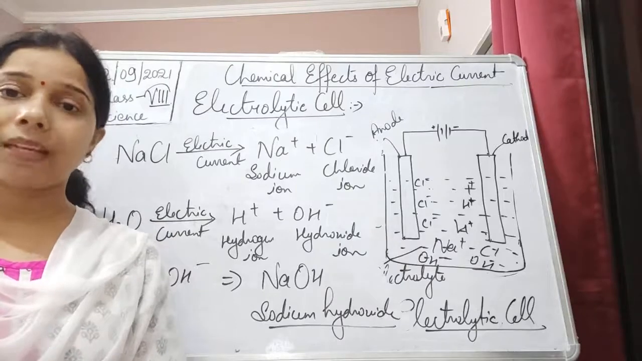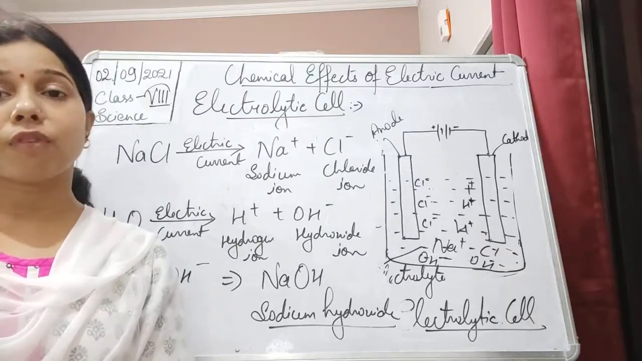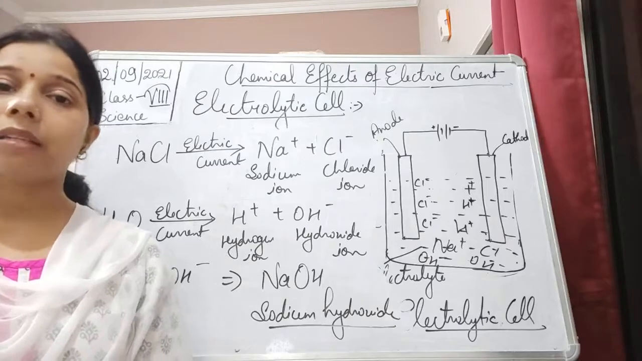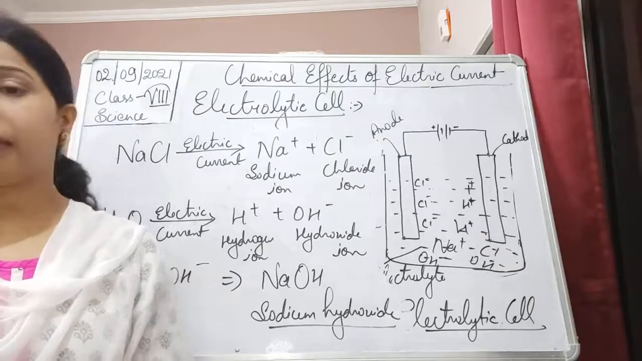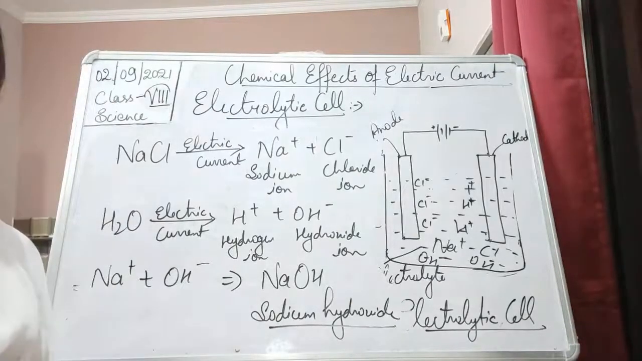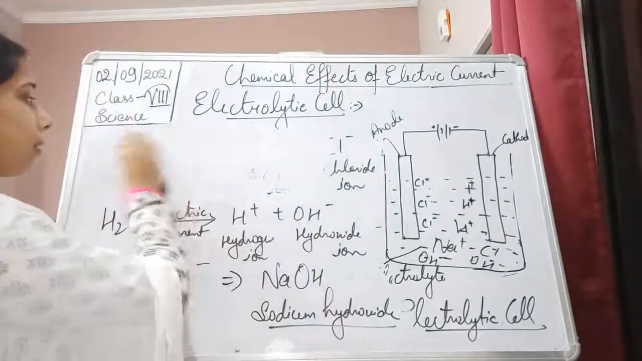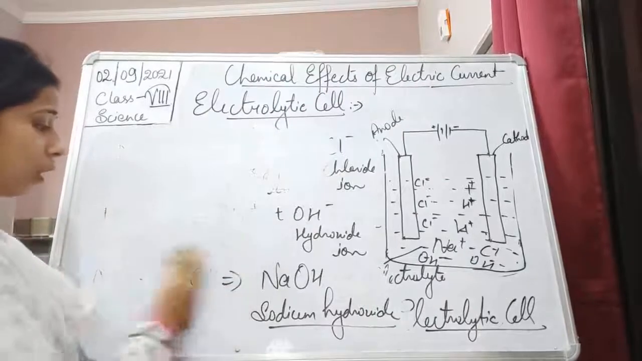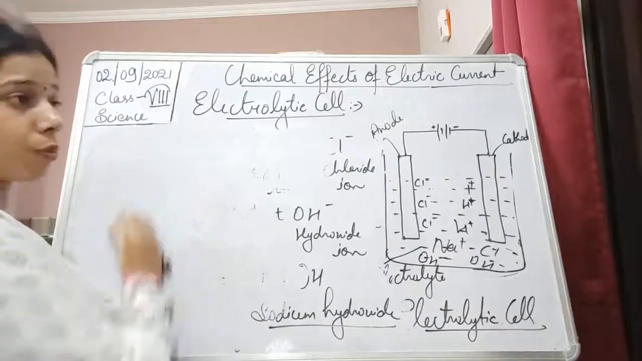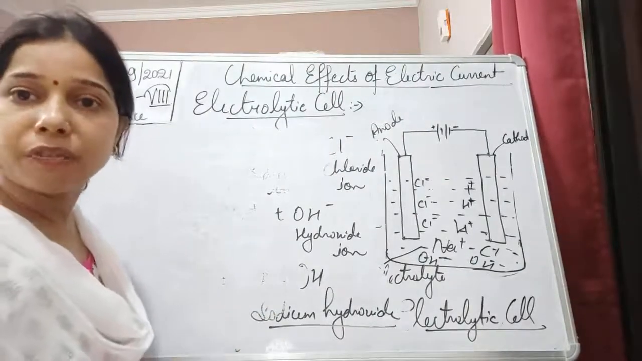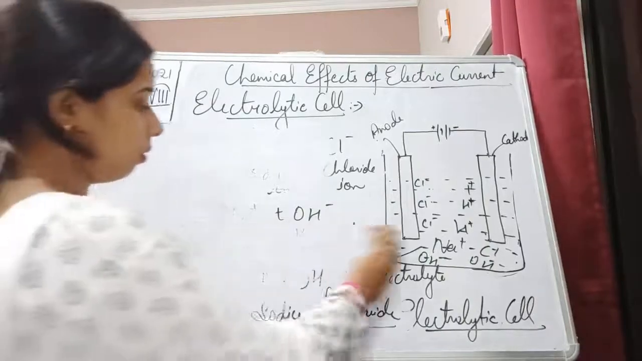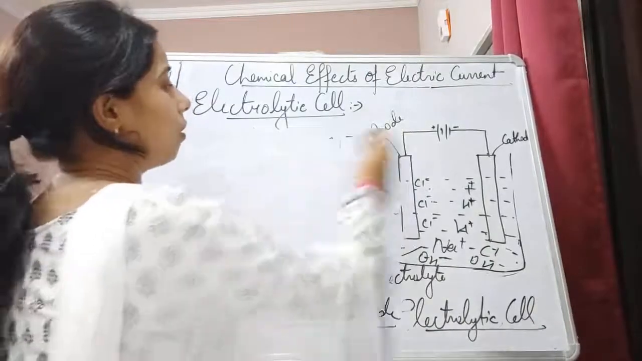Now let us try to understand the applications of electrolysis. There are two applications of electrolysis, students: the first one is electroplating and the second one is electrorefining. So let us try to understand electroplating, its applications, and finally electrorefining.